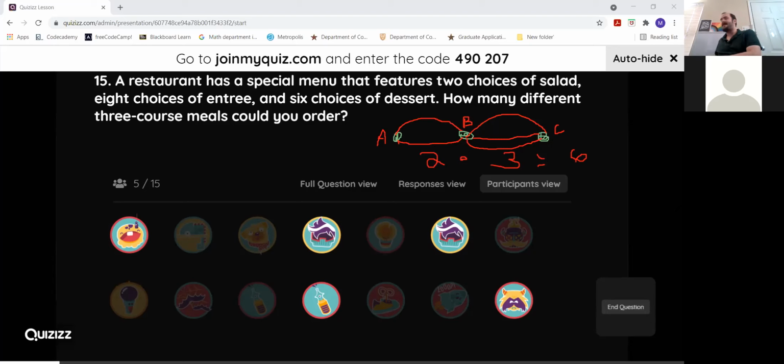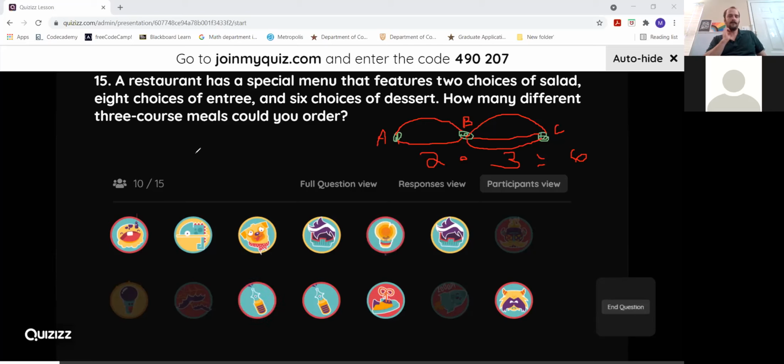So what we do is we look at how many different options there are. So we say something like, 2 choices of salad, 8 choices of entree, 6 choices of dessert. I kind of set you up with what to do with those numbers. But how many different options are there for a 3-course meal? Okay. So they call it the counting principle.